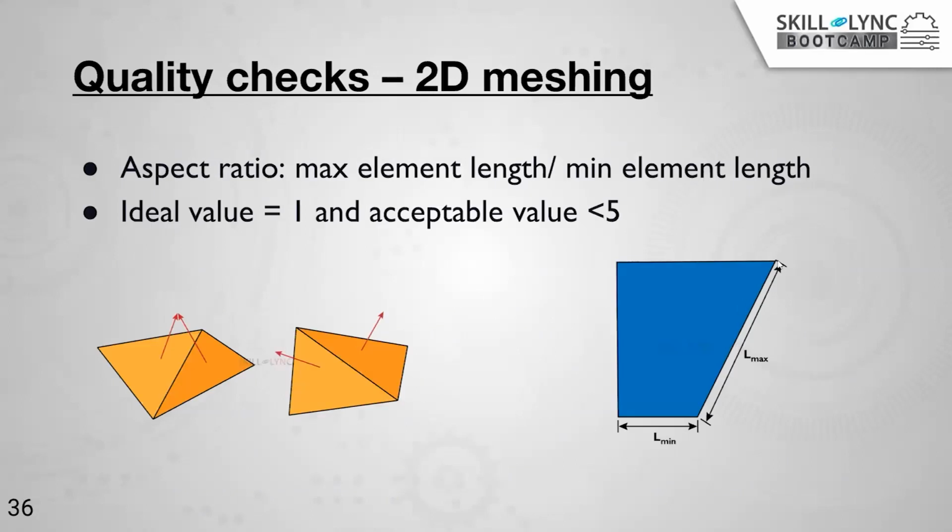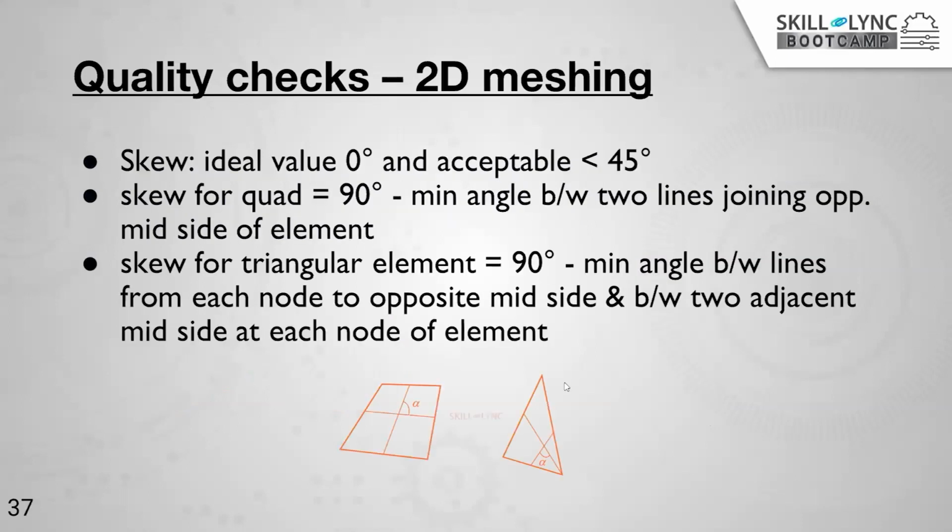Aspect ratio. It is a ratio of maximum length to minimum length. The ideal value is 1, acceptable is less than 5. Okay. Skew. So skew is what? Just to give an example, you just take this quad. You draw two lines from the midpoints of these. The angle which is formed, 90 degree minus this angle, should ideally be 0. Means for a square, if you draw two lines, anyhow the angle would be 90 degree. So 90 minus 90 is 0. So that is the ideal shape. But since that is not possible, they have given a limitation of 45 degree. So that skew angle should not be greater than 45 degree. Okay.